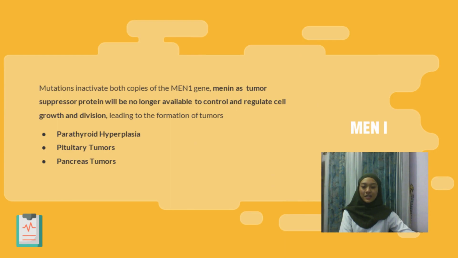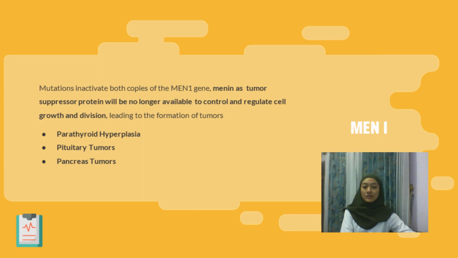Hello, my name is Shantika Aprilia Rahmawati with my student number 106. Basically, each type of MEN syndrome has its own characteristics of certain gland abnormality. In MEN type 1, when mutations inactivate both copies of MEN1 gene, menin as tumor suppressor protein will be no longer available to control and regulate cell growth and division, leading to formation of tumors characteristic of MEN1, which particularly occurs in parathyroid, pituitary, and pancreas gland.